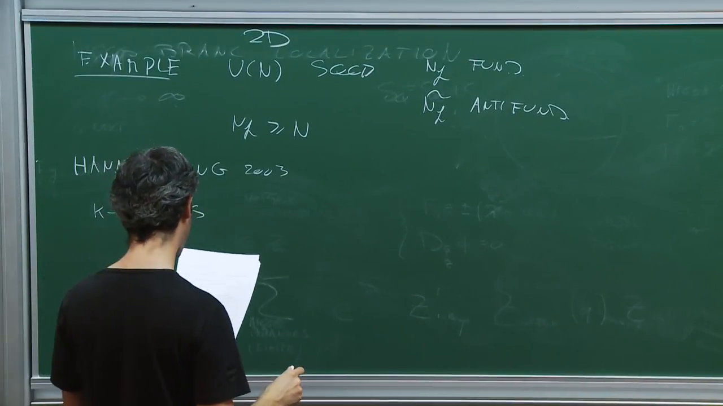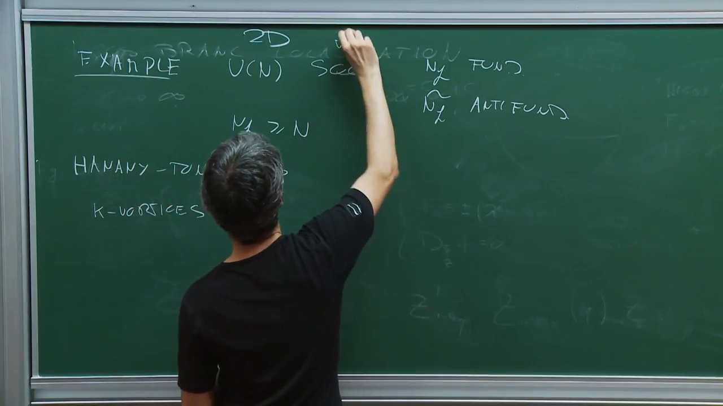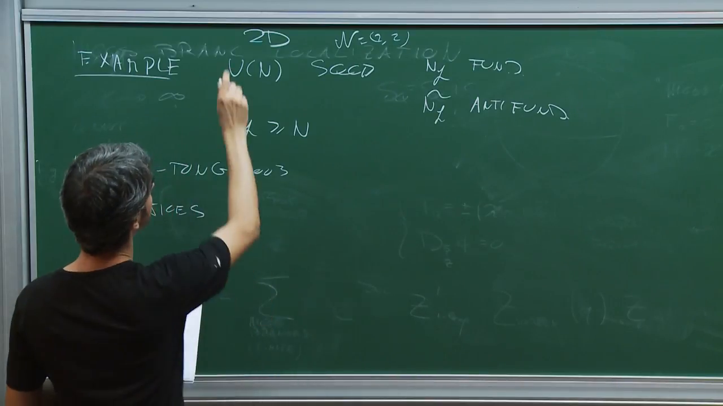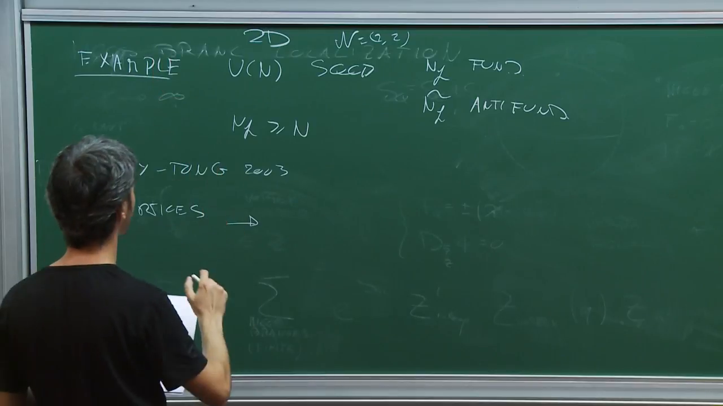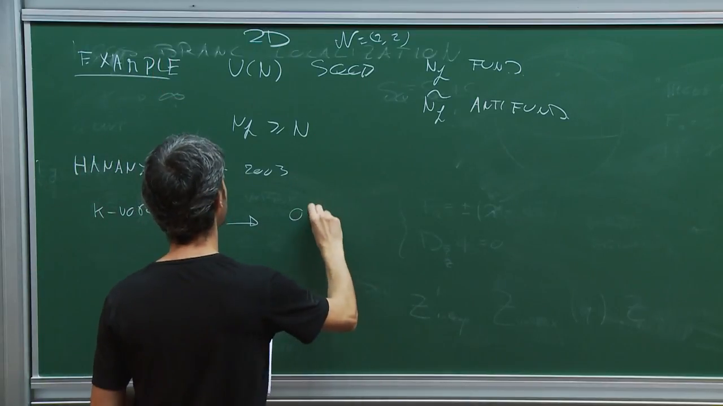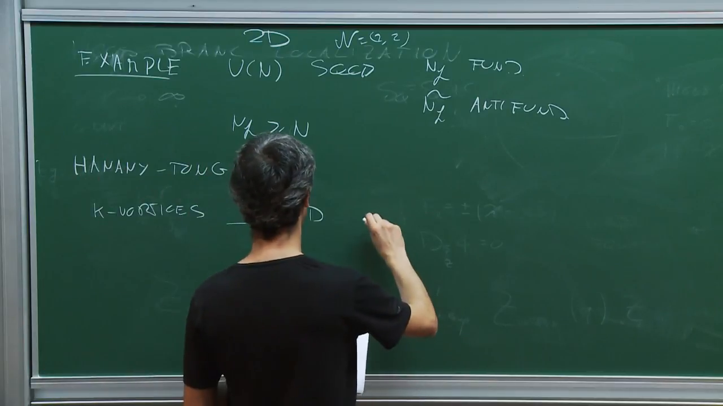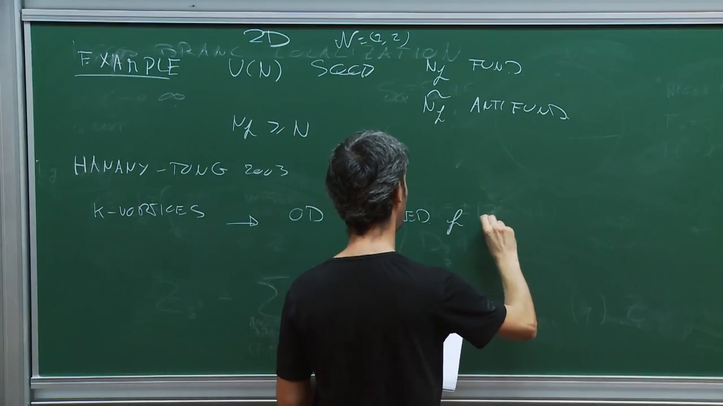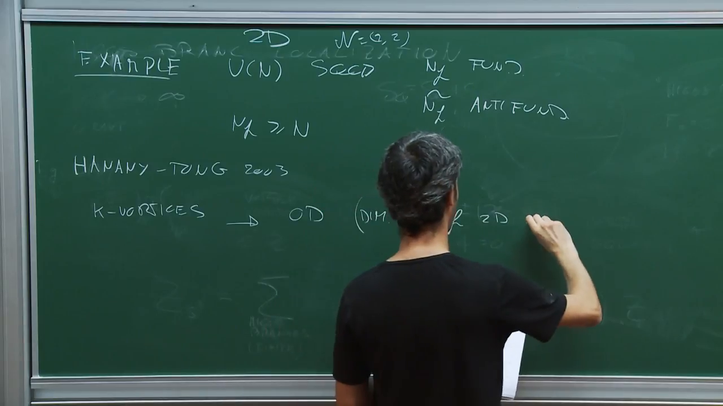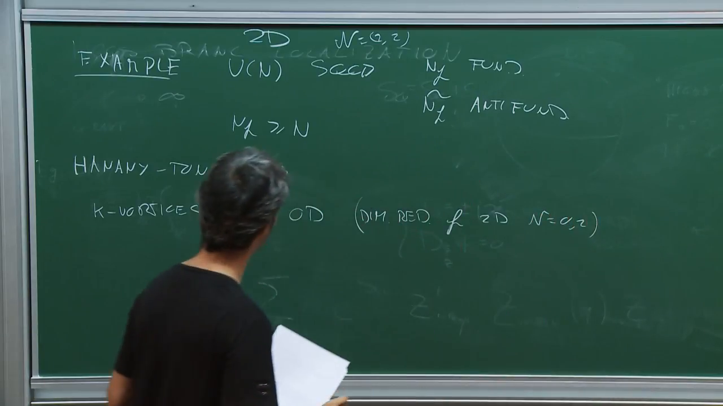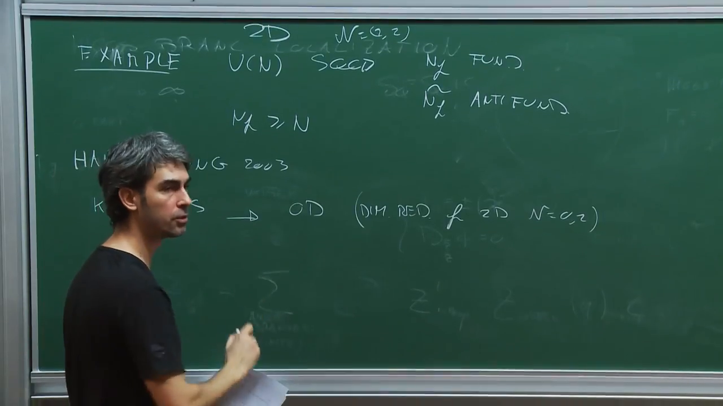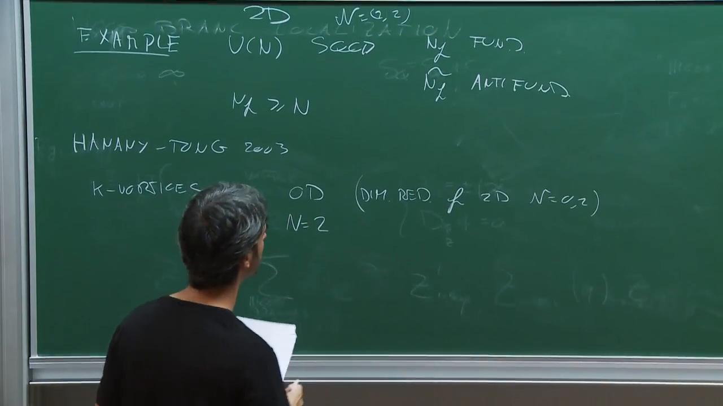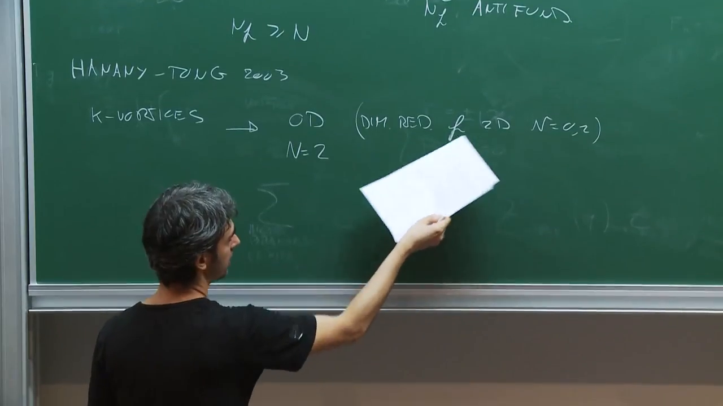And I will give you the answer. So this was a 2D (2,2) theory. And so the zero-dimensional theory, whose moduli space is the vortex moduli space in this theory, is a zero-dimensional theory which is the dimensional reduction of 2D (0,2). So if you want, this is a theory with two real supercharges. I don't know if we should call it N=2. But essentially, it's a dimensional reduction of this.